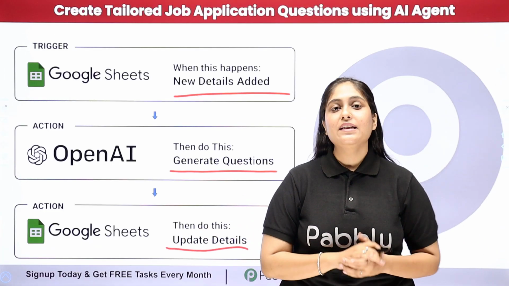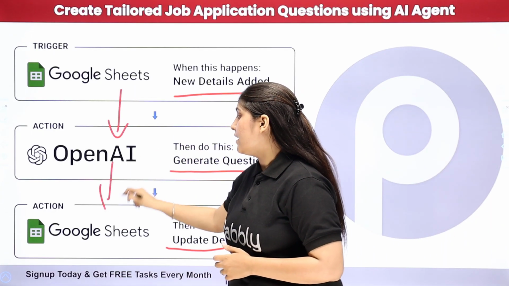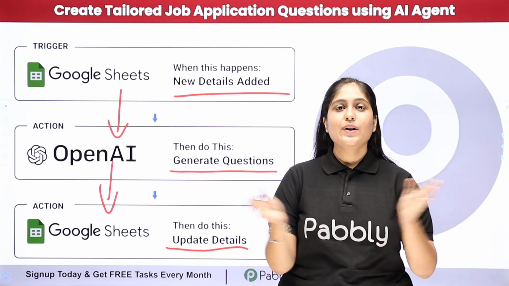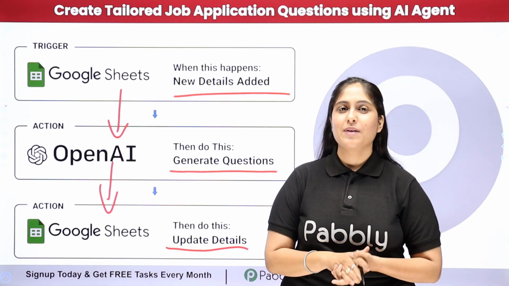Now, to automate the entire process, I need to connect my Google Sheets with my OpenAI account and Google Sheets again using an automation software named Pably Connect. So now, to see the working of this automation and to learn this process step by step, let me take you all to my screen.